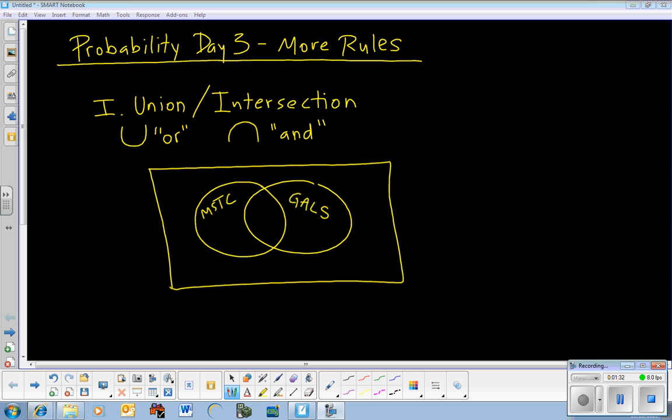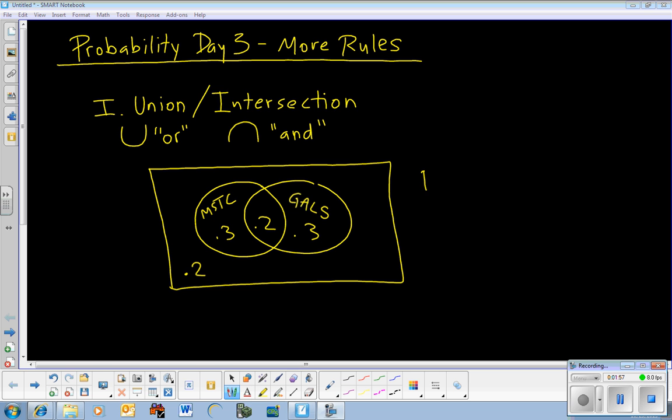Let's say that my percentages are 20% outside both bubbles, 0.3 girls, 0.6 MSTC. I'm not sure how close that is to reality, but we'll go along with that. So here's a Venn diagram set up.